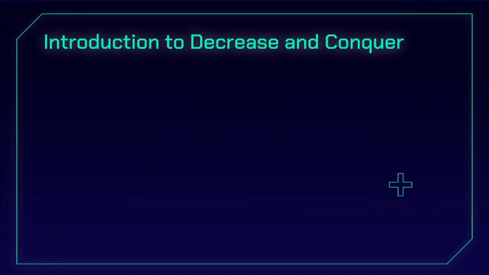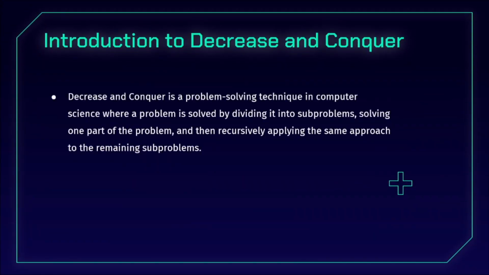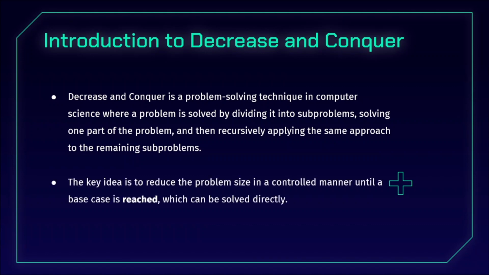Let's get into it. Decrease and conquer represents a problem-solving strategy within the realm of computer science. It involves the resolution of a problem through a process of segmentation into sub-problems. The approach entails solving one segment of the problem and subsequently applying the same method recursively to the remaining sub-problems. The fundamental concept revolves around systematically diminishing the size of the problem until a predefined base case is attained. This base case can then be directly addressed and solved.